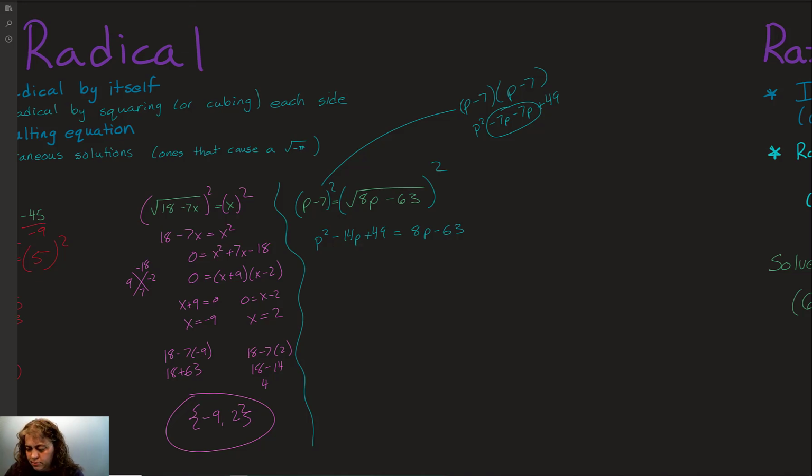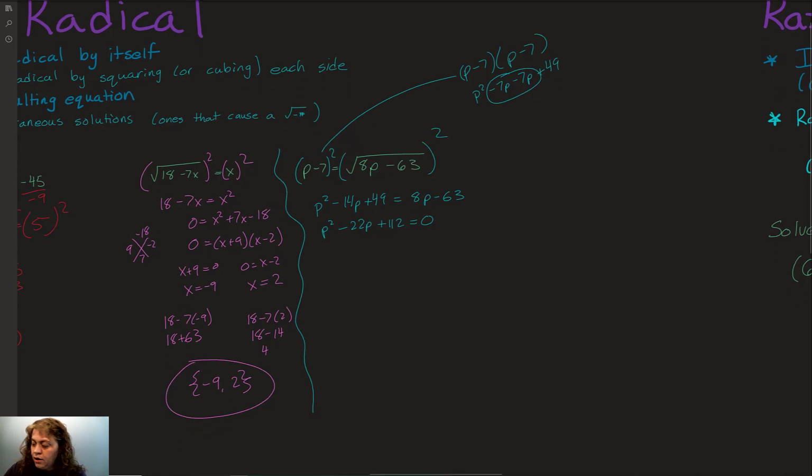Now we're going to combine like terms. P squared minus 22p? Yes. Plus, oh dear, 3 plus 9 is 12, 112 equals 0. Oh my goodness, what multiplies to 112 that makes 22? Ugh. I honestly don't want to think about that, so I'm going to quadratic formula this. A equals 1, B equals negative 22, and C equals 112.